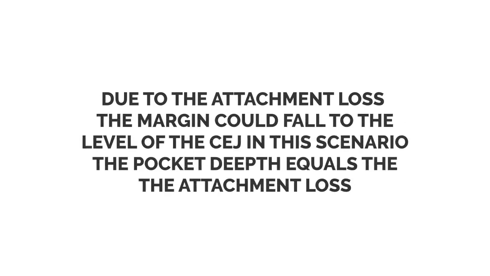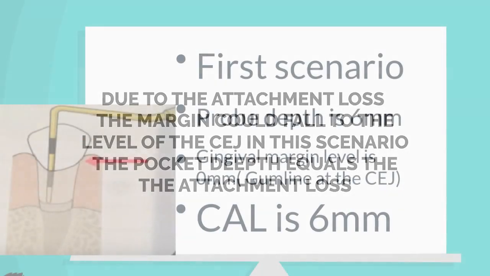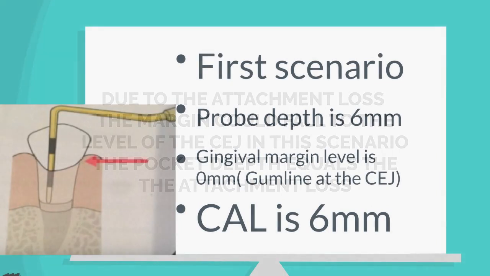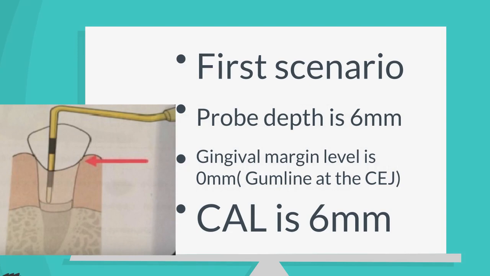Due to the attachment loss, the margin could fall to the level of the cemento-enamel junction. In this scenario, the pocket depth equals the attachment loss. First scenario. Probe depth is 6 mm. Gingival margin level is 0 mm, gum line at cemento-enamel junction. So clinical attachment loss is 6 mm.